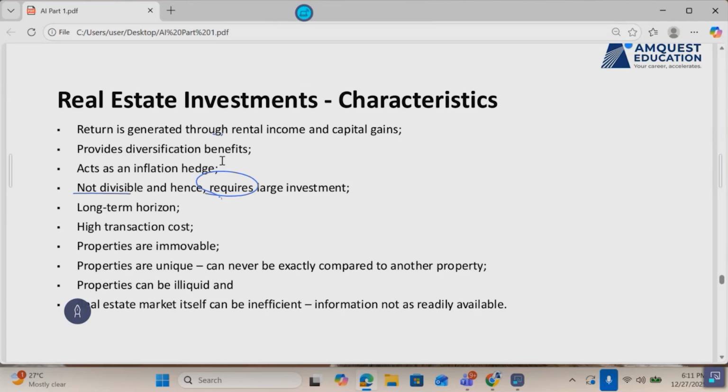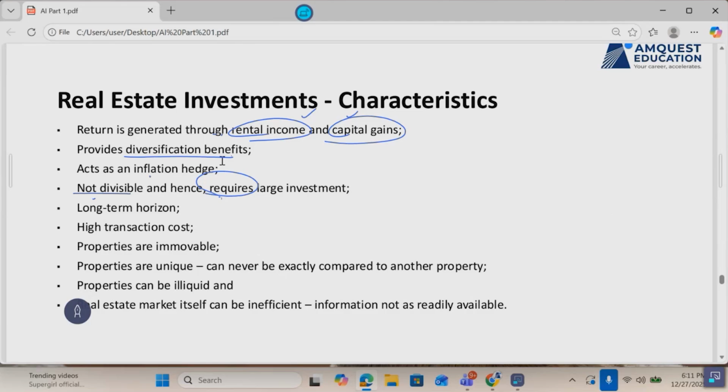Like I told you, return is always through rental income and capital gains. Very, very important. Both give you return. Rental income will be taxed as per the Income Tax Act, and capital gains will attract capital gains tax, whether 12.5 or 20%. You will be diversified because the returns are different from traditional investments. Inflation is already discussed, right?